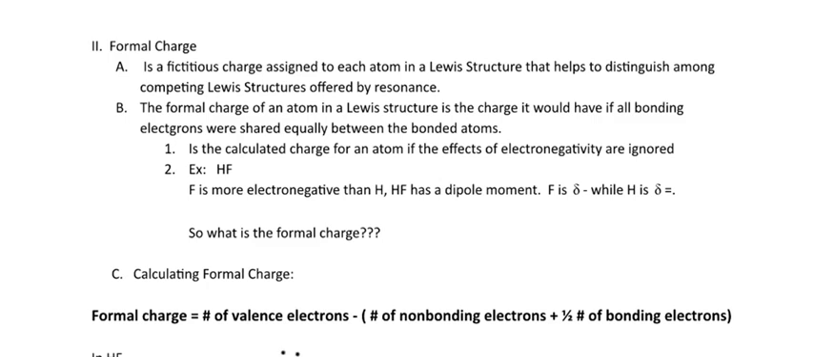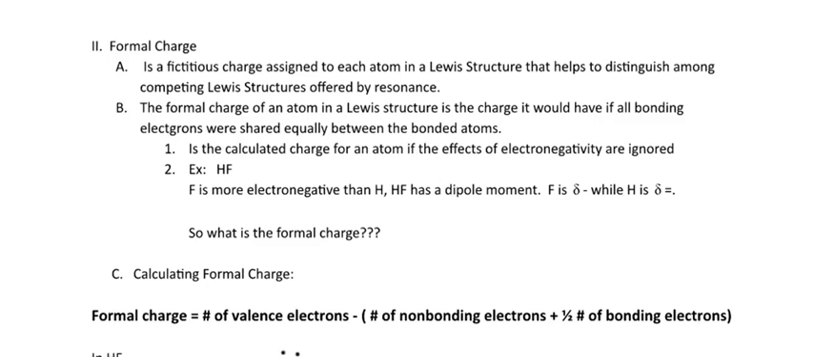It's a fictitious charge assigned to each atom in a Lewis structure that helps us to distinguish among the competing Lewis structures offered by resonance. So we're actually seeing which ones of the Lewis structures are kind of like the best, okay? The formal charge of an atom in the Lewis structure is the charge that it would have if all the bonding electrons were shared equally among the bonded atoms. So it is the calculated charge for an atom if the effects of electronegativity are ignored.